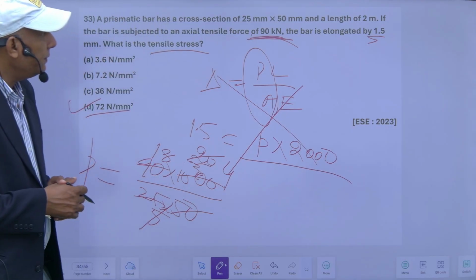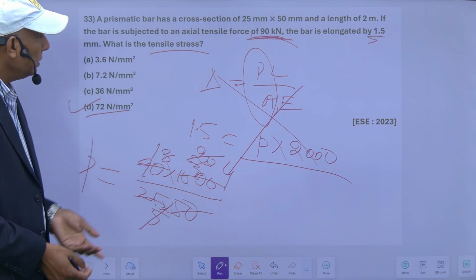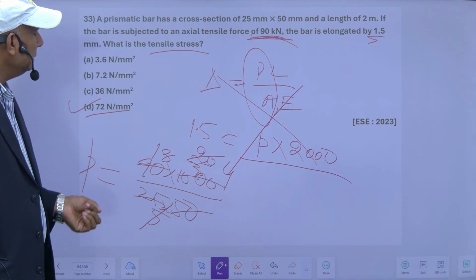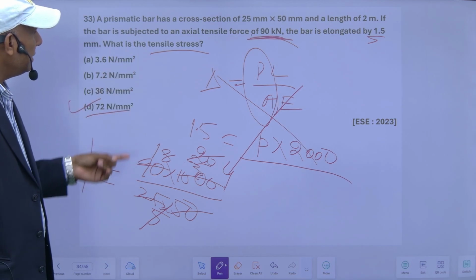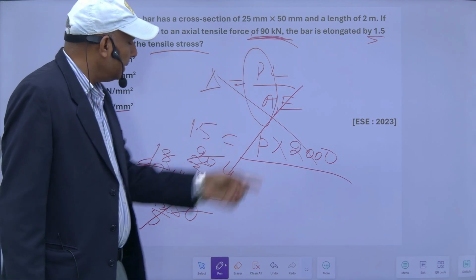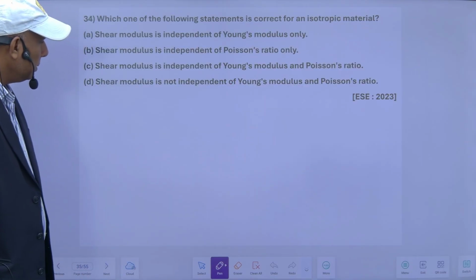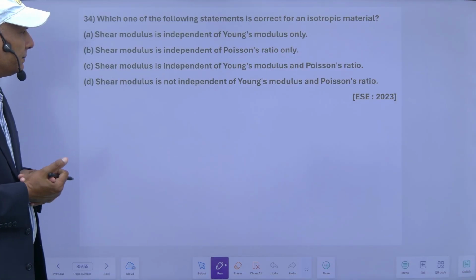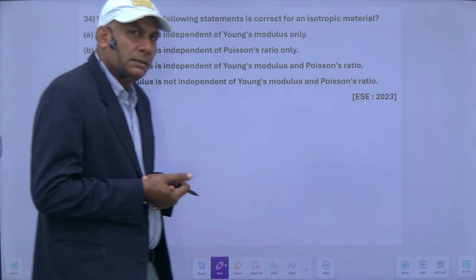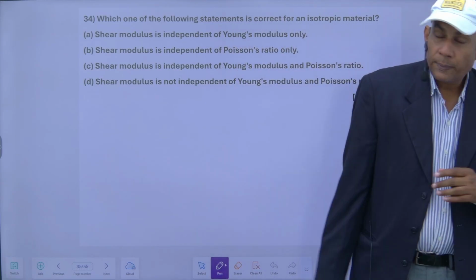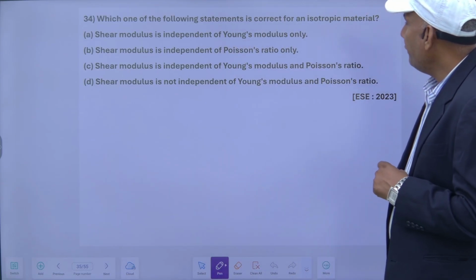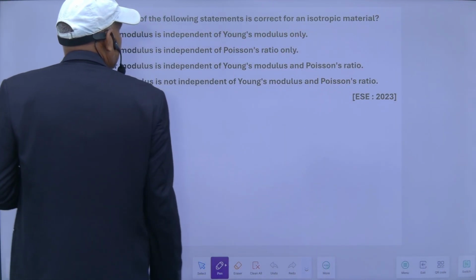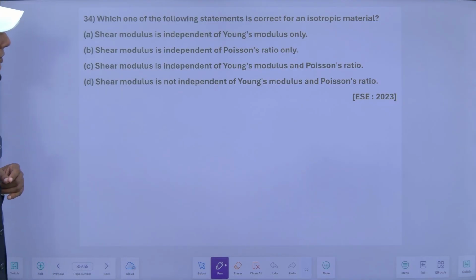Sometimes the examiner confuses you by giving extra data, so you have to carefully read the question. So tensile stress is equal to load upon area. Which one of the following statements is correct for an isotropic material? Shear modulus is independent of Young modulus of elasticity, is correct for an isotropic.